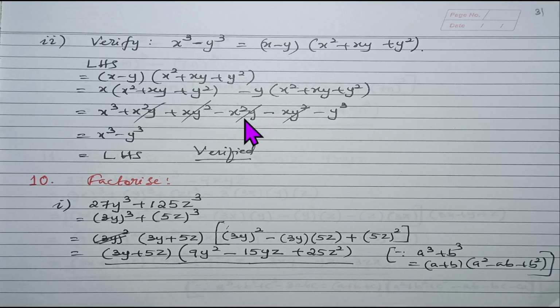Now plus x square y and minus x square y cancel, plus xy square and minus xy square get cancelled. Therefore what is left behind is x cube minus y cube, and that is the LHS, and it is verified.